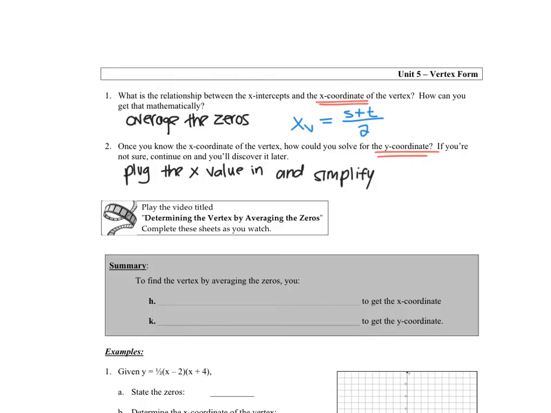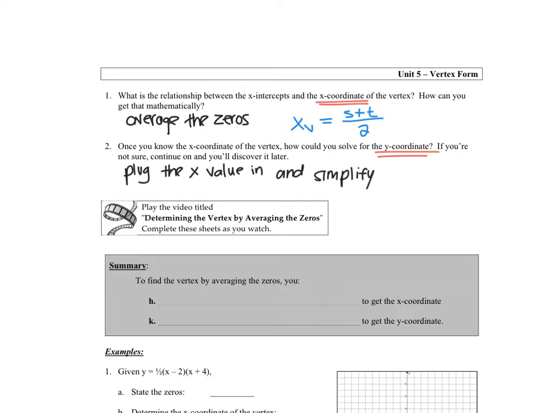So I hope you did make some observations, but like I said, the x coordinate, just average the zeros. So whatever those zeros are, the general ones are s and t, add them up, divide it by 2, and you'll get the x coordinate of the vertex. For communication, this is what you should be including, x with a subscript of v for vertex. To find the y coordinate, all you're going to do is plug that x value that you found in step 1 into your equation and just simplify it. And that's going to spit out the y coordinate. Then you can put it together and there's your vertex.